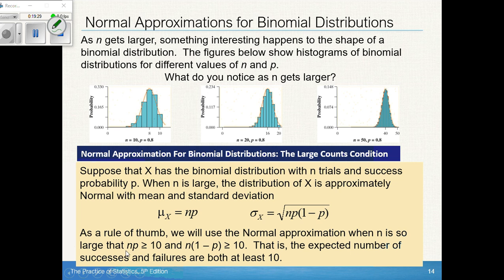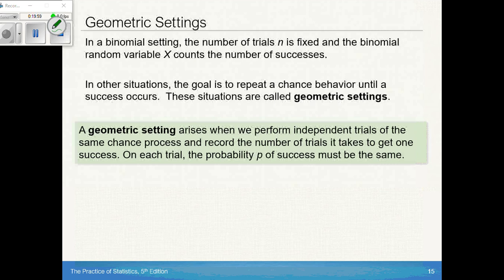What does that mean? np, that's this np. np is the expected number of successes. n times (1 minus p) is the expected number of failures. So as long as we're going to see at least 10 successes and 10 failures, my sample size is big enough so I get 10 yeses and 10 nos, the normal approximation is going to be really close to the binomial distribution, and we will use the normal approximation.